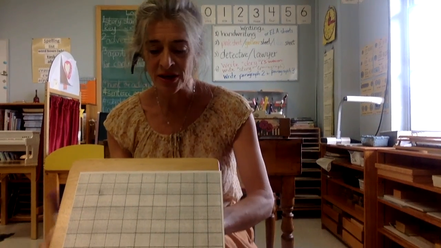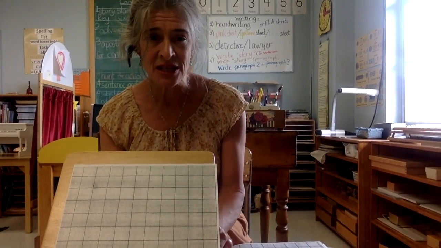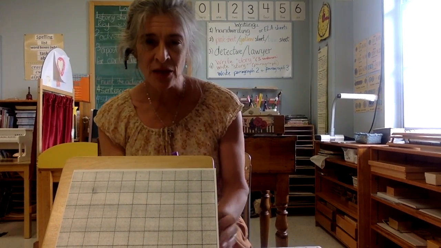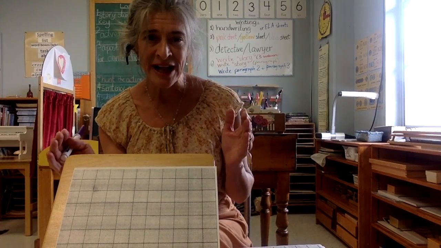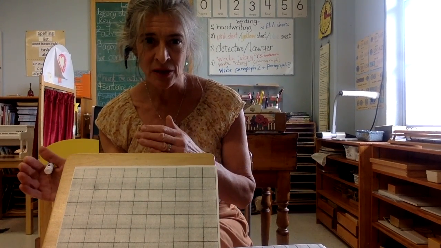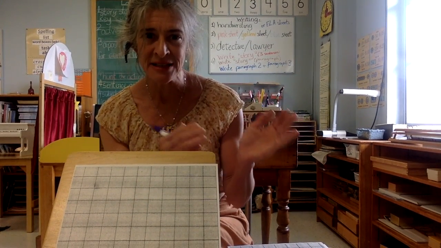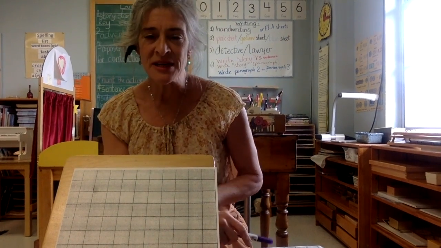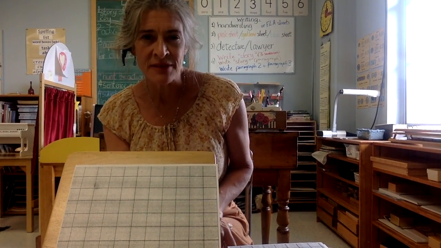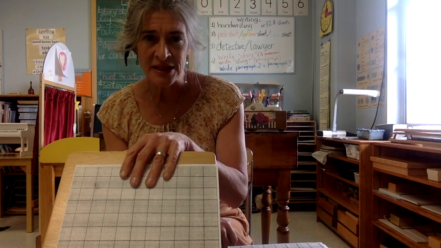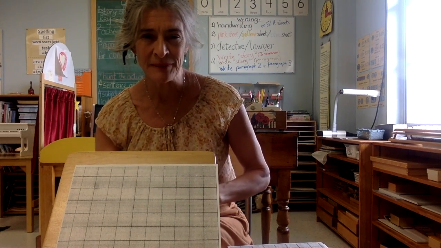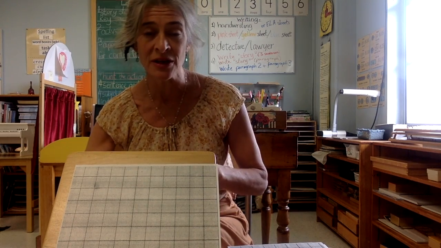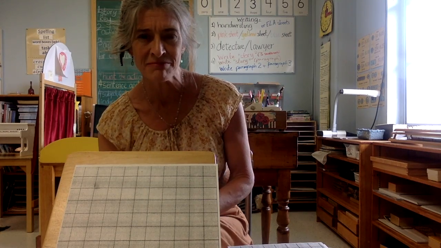This lesson is on equivalence and congruence. Equivalence means equal value. Equivalence, equal value. When something's equivalent, it has equal value to something else. And we're going to be making rectangles that are equivalent. And later on, we're going to look at something else called congruence.